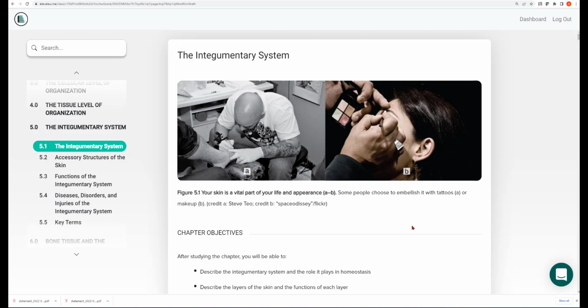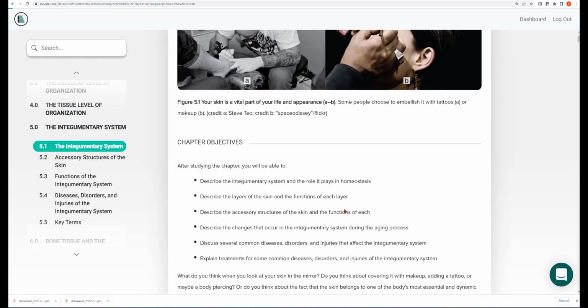So let's get started taking a look at the overarching ideas of this chapter, and that is we're going to describe the integumentary system and the role it plays in homeostasis. Remember, all body systems have a role in homeostasis. We're going to describe the layers of the skin. This is where we're going to spend a lot of our time, describing the layers of the skin and the functions of those layers. We're going to be taking a look at some accessory structures of the skin, that is hair and nails and sweat glands.